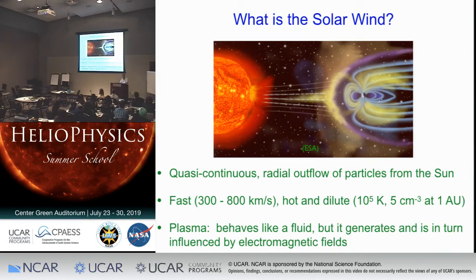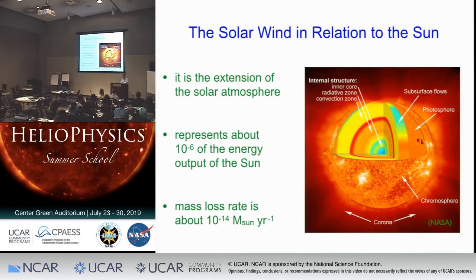A plasma, as you know, is like a gas of charged particles. It behaves like a fluid, but the charged particles generate electric and magnetic fields, and in turn are affected by these electric and magnetic fields. So in relation to the sun, you can think of the solar wind as just the expansion of the solar atmosphere.